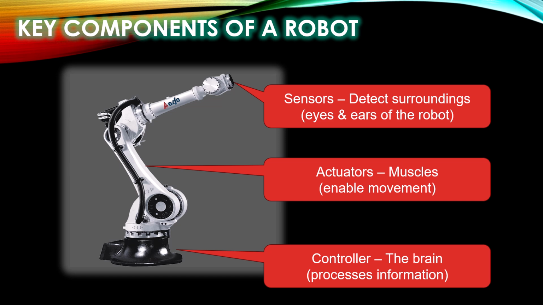Just like humans rely on their senses, brain, and muscles, robots rely on sensors, controllers, and actuators. Sensors gather data, the controller processes it, and actuators enable movement.